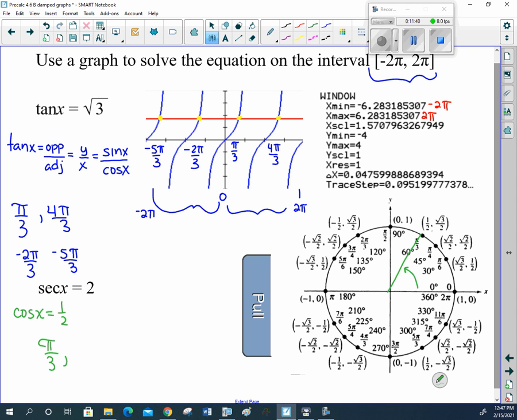Okay, I'm going to keep rotating until I get another positive 1/2 for my cosine, which is going to put me right here. Okay, and that's a positive 5 pi over 3. Okay, now we're going to do the same thing, but we're going to rotate in the negative direction.